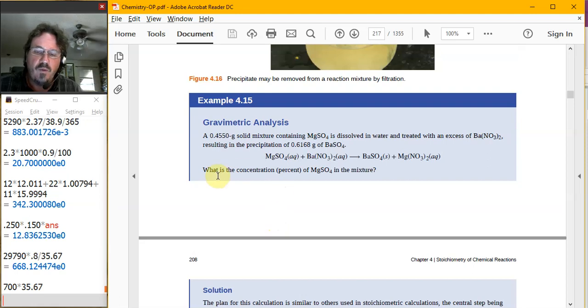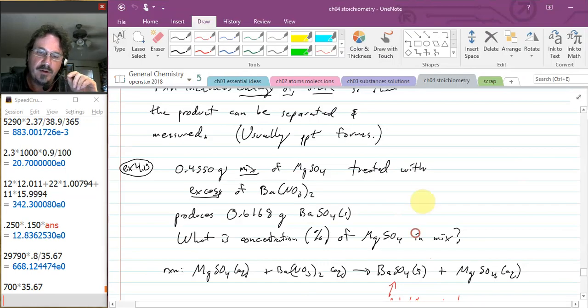So what I need to figure out is how many grams of magnesium sulfate was in that pile. If I can get that number, I'll divide it by this and times 100 to get my percent. Can I do it given what they gave me? Well, they told me exactly how many grams of barium sulfate came out. So I'm thinking, yeah, I can convert grams to moles. Once I've got moles of here, I can go back to magnesium sulfate. And then once I'm there, I go back to grams. And that's exactly what I'm after. So let me pull up my notes. I'll show you how that worked.